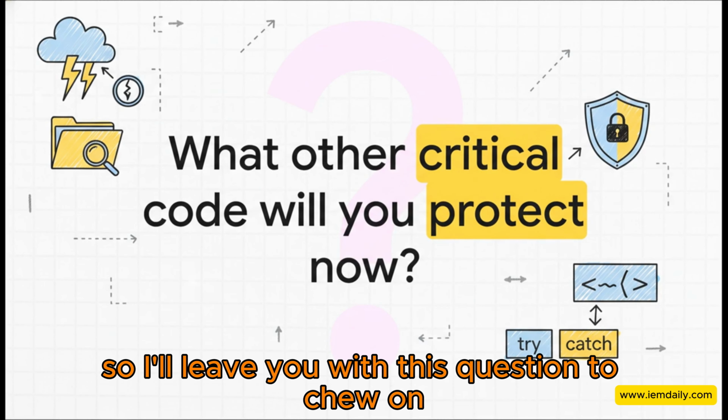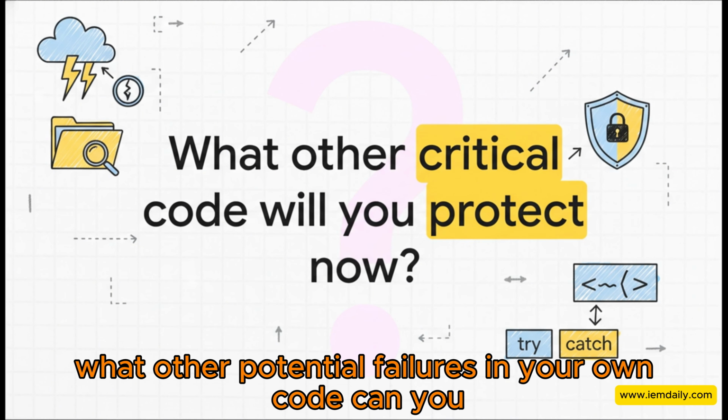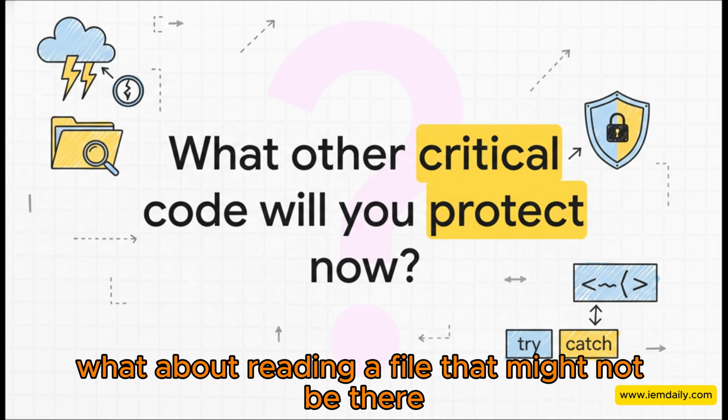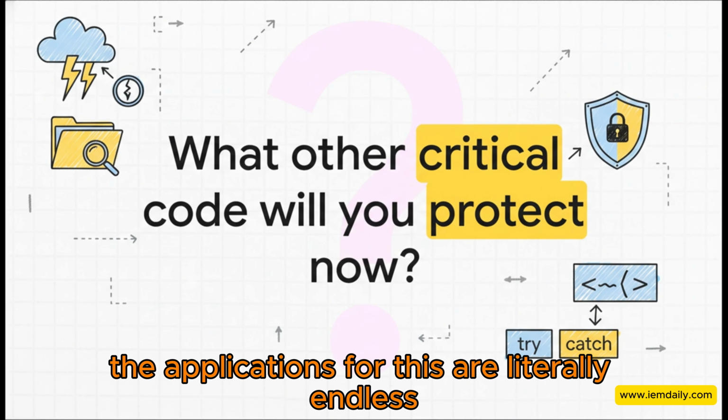So I'll leave you with this question to chew on. Now that you have this incredibly powerful tool in your toolbox, what other potential failures in your own code can you protect against? I mean, think about it. What about reading a file that might not be there? Or trying to connect to a network that's down? The applications for this are literally endless.